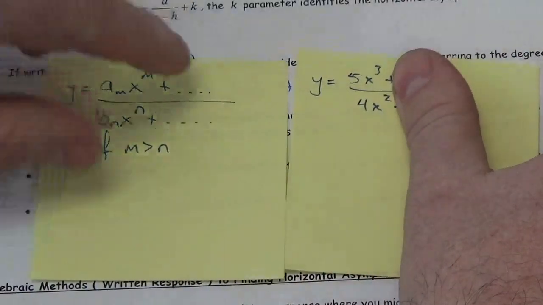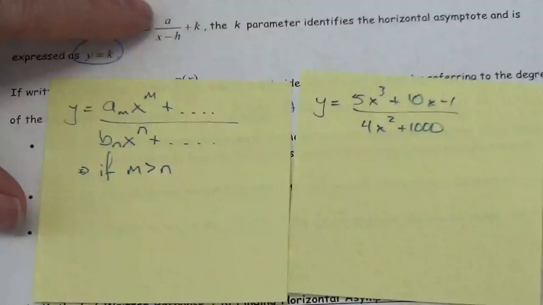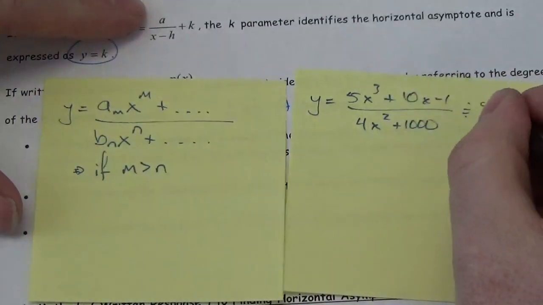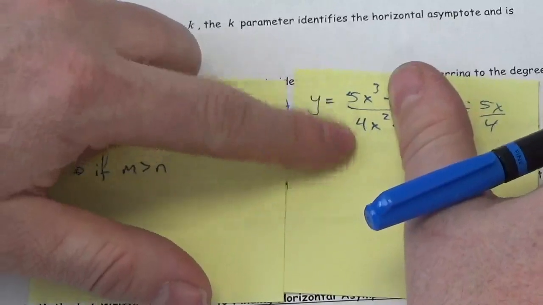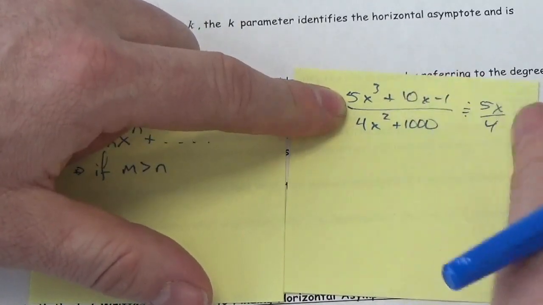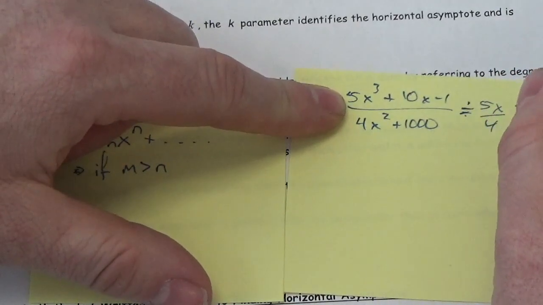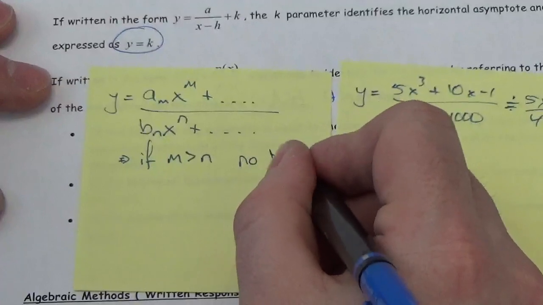These are irrelevant. When you compare these two right here, this is so much bigger that if you cancel those out, you get 5x over 4. If you just ignore all the rest of the stuff, that's basically this, approximately this, and this just gets bigger as x gets bigger. So there is no horizontal asymptote here.